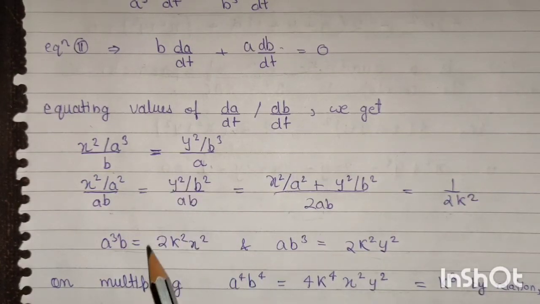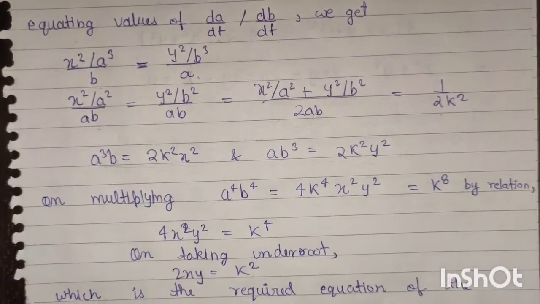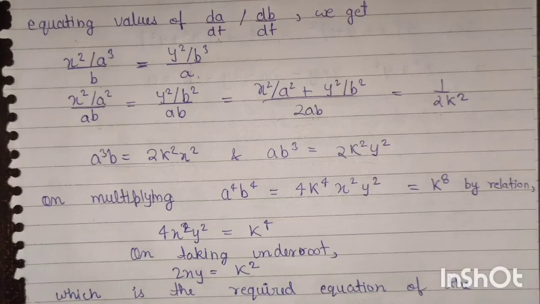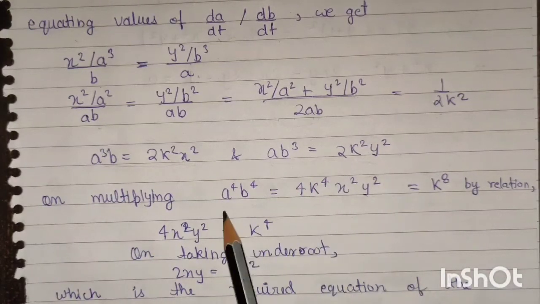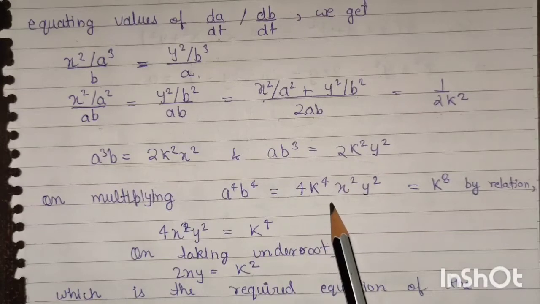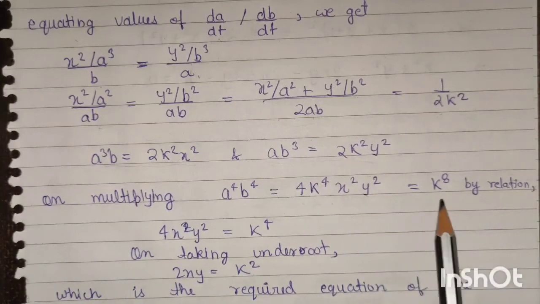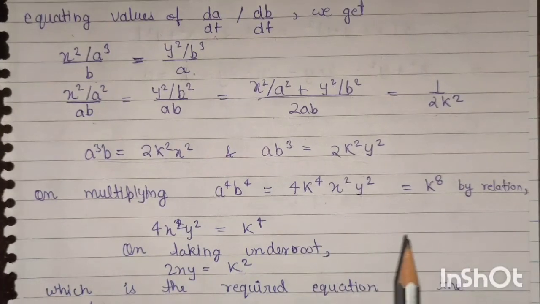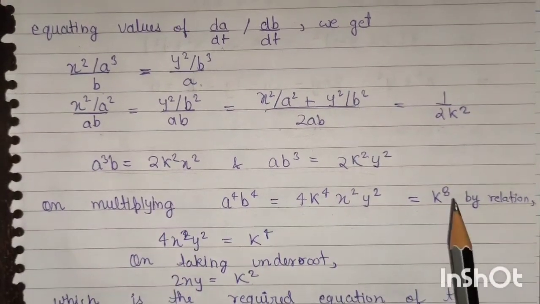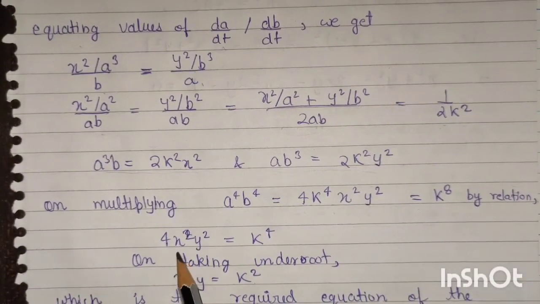Now after simplifying, we will get a³b = 2k²x² and ab³ = 2k²y². On multiplying both the equations, we will get a⁴b⁴ = 4k⁴x²y² = k⁸ by the relation ab = k². So 4x²y² = k⁴. On taking the square root of the equation, we will get 2xy = k². This equation is the required equation of the envelope of the ellipse x²/a² + y²/b² = 1, where we have two parameters a and b.